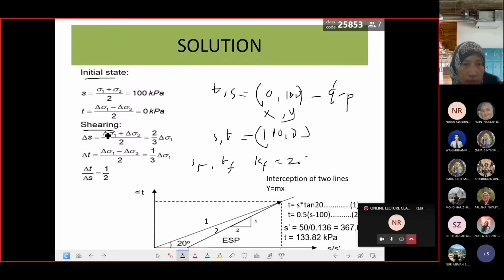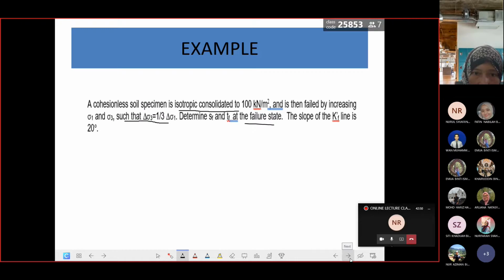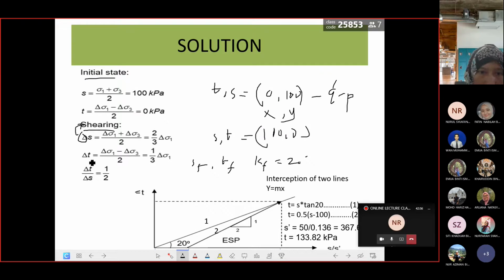So delta S. Why delta? Because it represents the shearing conditions. So delta S is equal to delta sigma 1 plus delta sigma 3 over 2. You can have some information from the previous info here. In the question, they have told us delta sigma 3 is 1/3 of delta sigma 1. So here they also tell us delta T is 1/3 delta sigma 1. So the remaining is 2/3 from here. When you rearrange, you will get the gradient of delta T and delta S is a half. So what is the meaning of that?